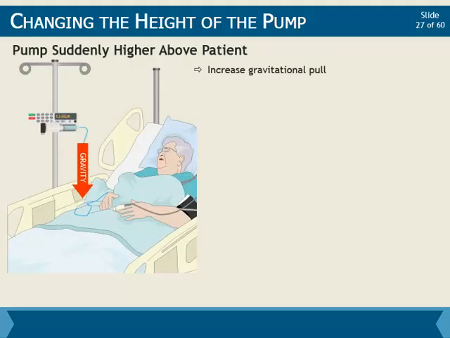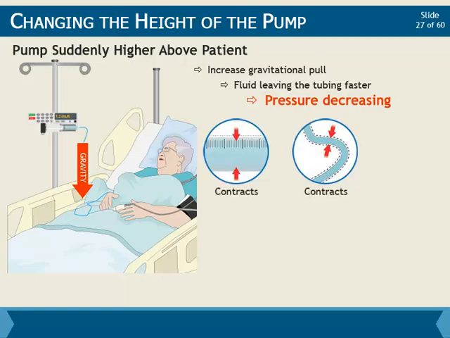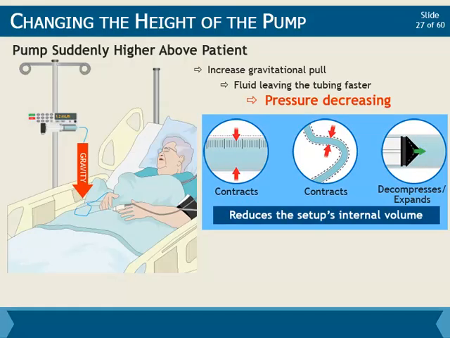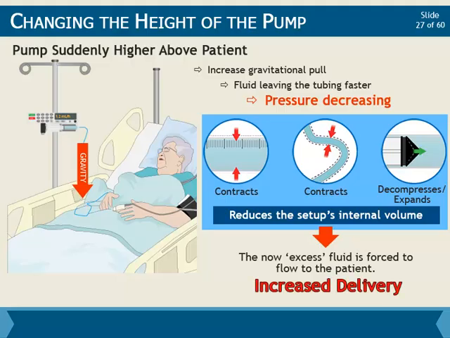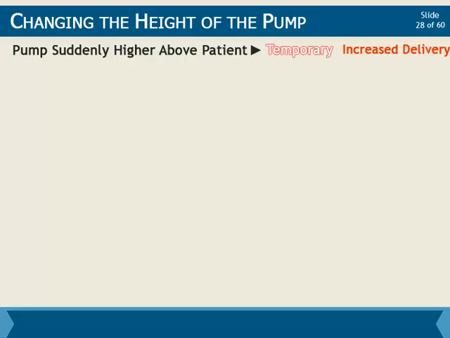The increased gravitational pull is encouraging fluid to leave the tubing faster, resulting in the pressure decreasing in the IV setup. With less pressure, the compliant IV tubing and syringe barrel are able to contract a bit, and the plunger is able to decompress, thereby reducing the setup's internal volume. A majority of this change in volume comes from decompression of the rubber plunger head. With a smaller internal volume, the now excess fluid is forced to flow to the patient, resulting in a period of increased delivery. This increased delivery is temporary, though.